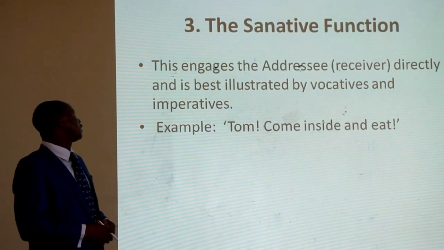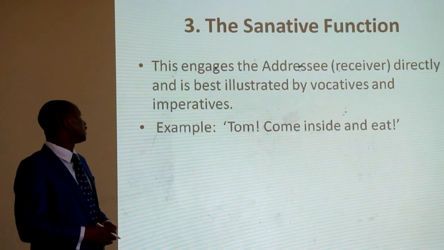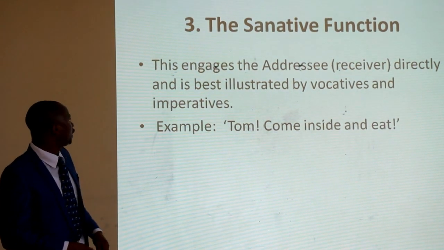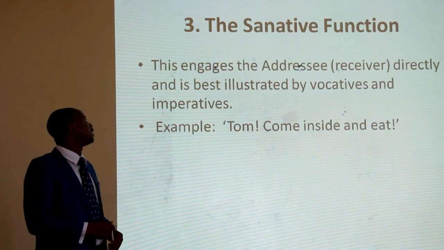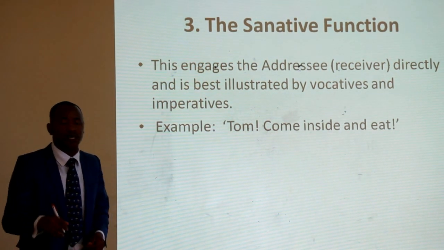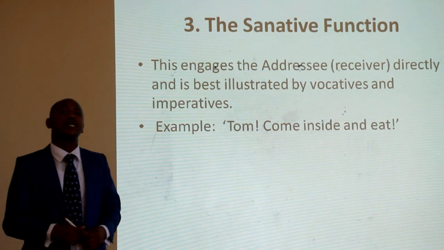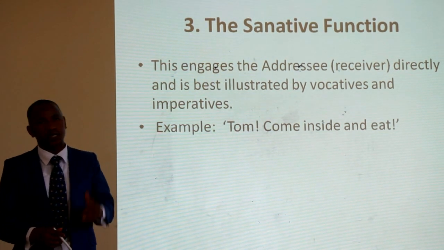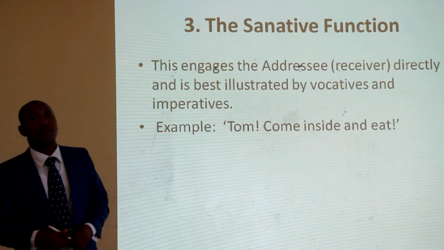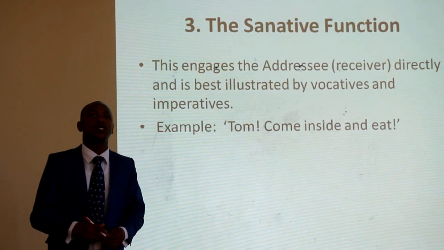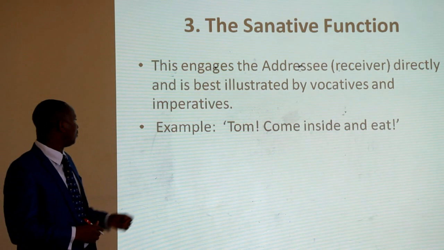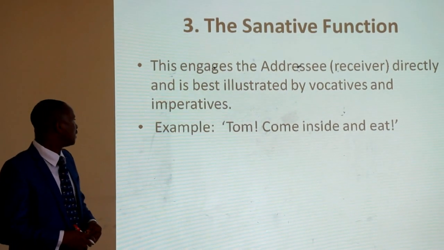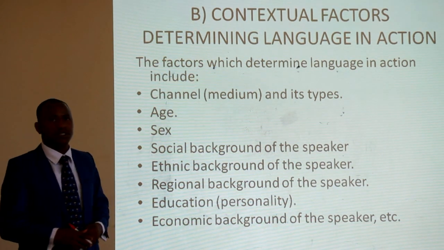The third function of language is the conative function. This function engages the addressee, that is the receiver, directly and is best illustrated by vocatives and imperatives. An example is, "Tom, come inside and eat." That is an imperative statement.